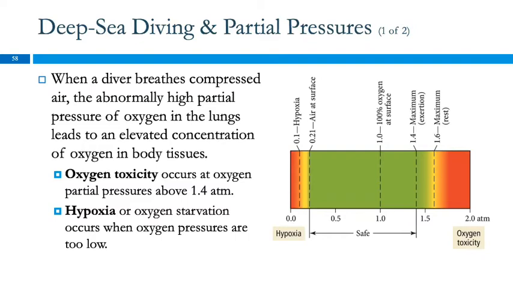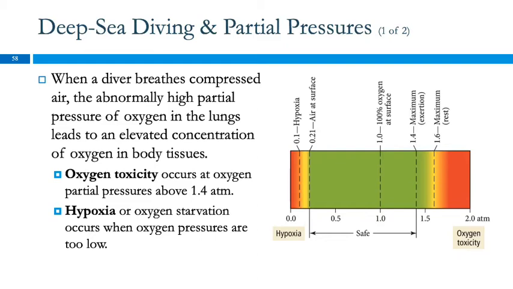So we mentioned scuba diving at the beginning of the chapter, and this idea of partial pressures is very important when you are breathing mixtures of gases. A diver is breathing compressed air, so the air is at a higher pressure. This can lead to an abnormally high partial pressure of oxygen in the lungs. And so that would lead to an elevated concentration of oxygen in your tissues. You might say, well, what's wrong with that? Oxygen is good for you, right? Yeah, everything in moderation. Too much oxygen will kill you. Not enough oxygen will kill you. You've got to find that sweet spot in the middle.